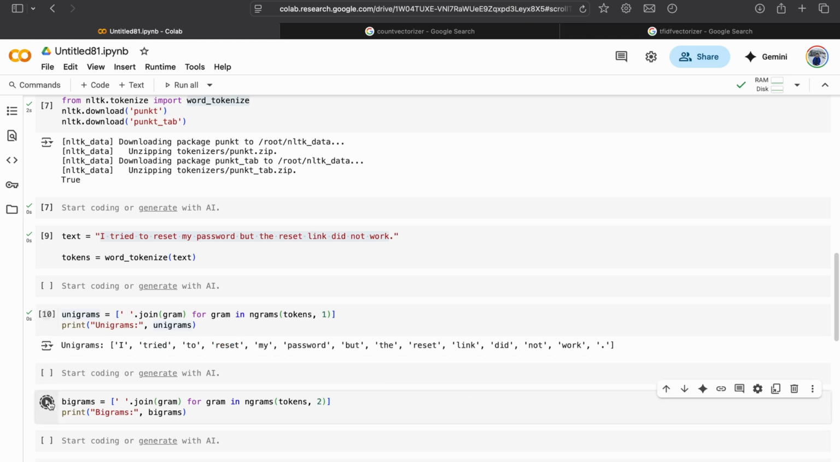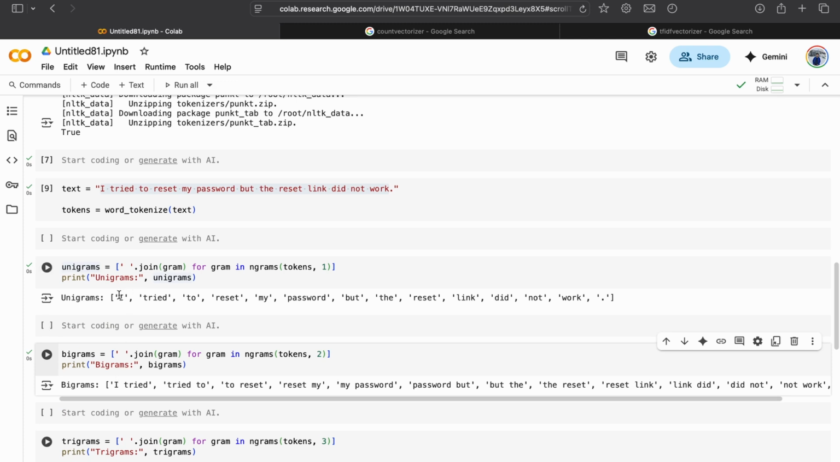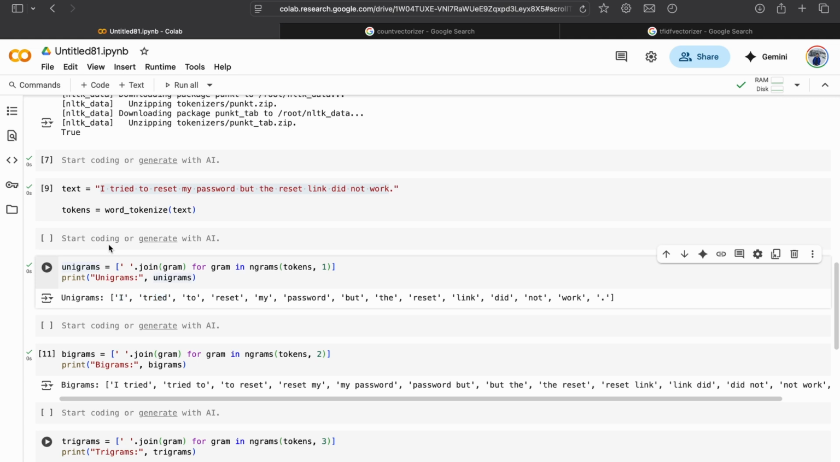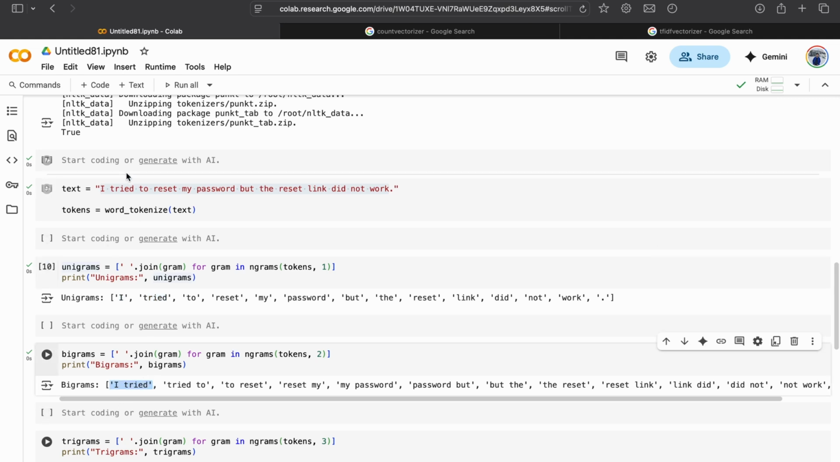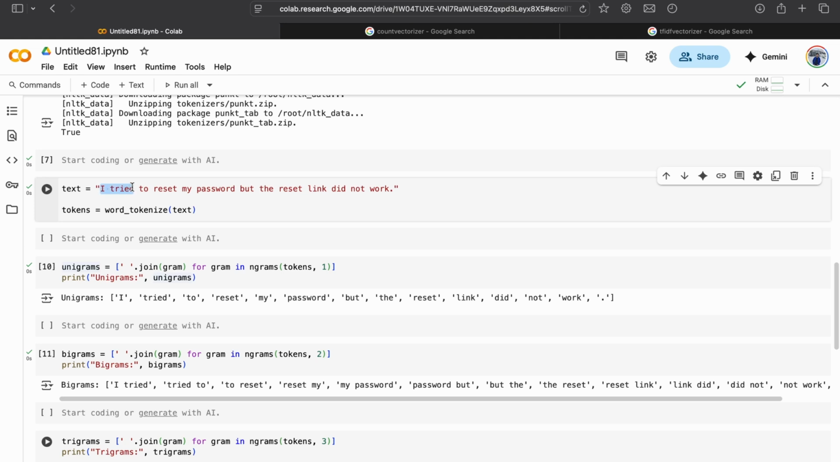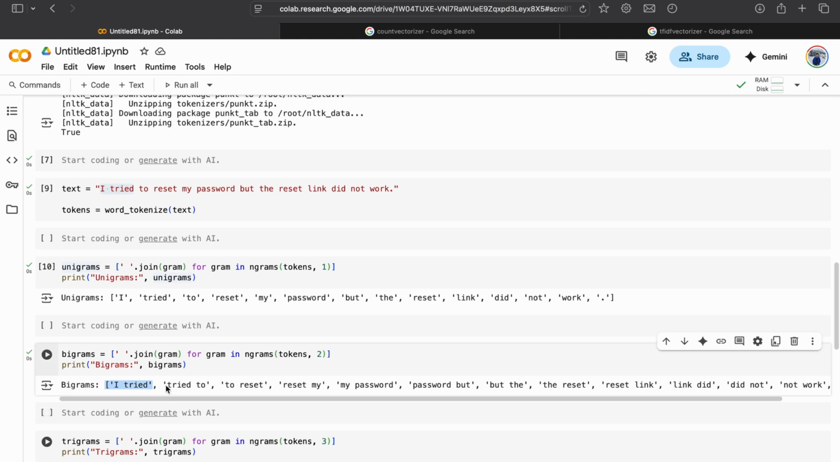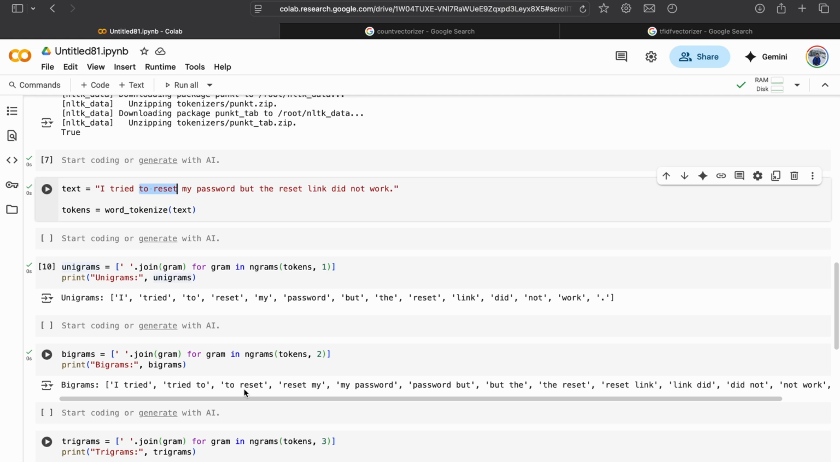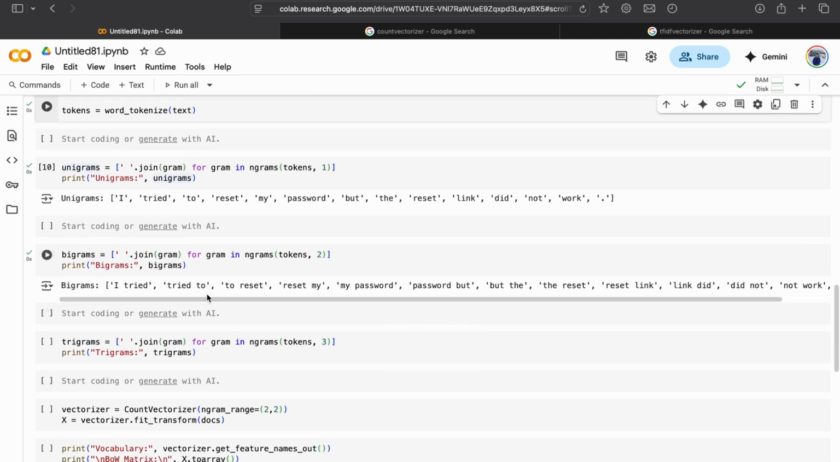Let's look into bigram to make things clearer. Bigrams means a combination of two tokens. Basically, here "I tried" is occurring, right? So it will combine two tokens in sequence. It's not a random combination. It's based on the occurrence of the tokens in the sentence. Then "tried to" is occurring here. Then "to reset," you can see. Then "reset my" is occurring here. So it's just a combination of two tokens. I think it's very easy to understand.